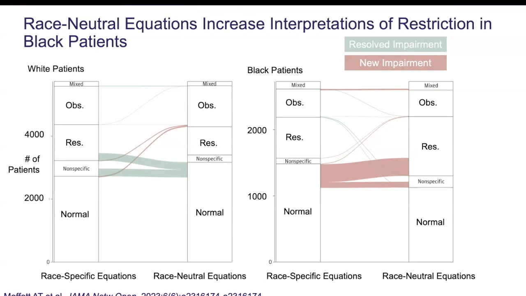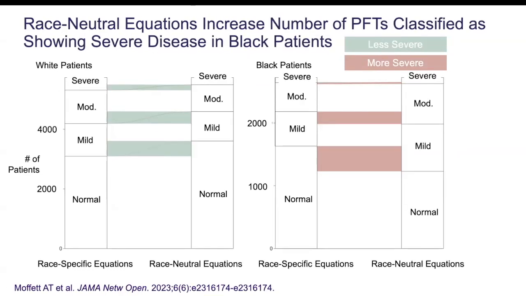For white individuals, the race-neutral equations mostly led to resolution of nonspecific pulmonary impairments, with some results being reclassified as obstructive. For Black individuals, the biggest change was in the number of normal individuals reclassified as having a restrictive impairment, almost 10% of the cohort studied. The same study showed that application of race-neutral reference equations led to reclassification of the severity of disease for both Black and white patients. For Black patients, there is an increase in severity of disease.